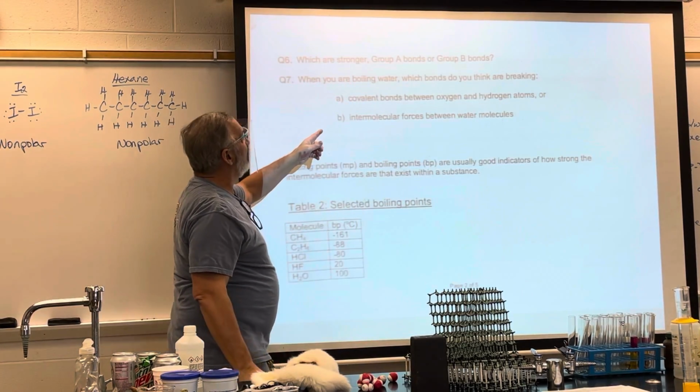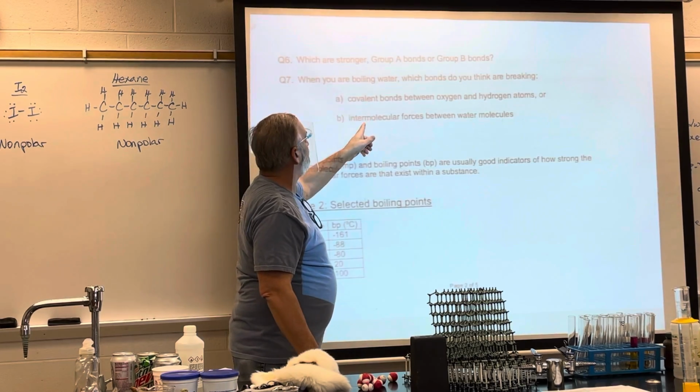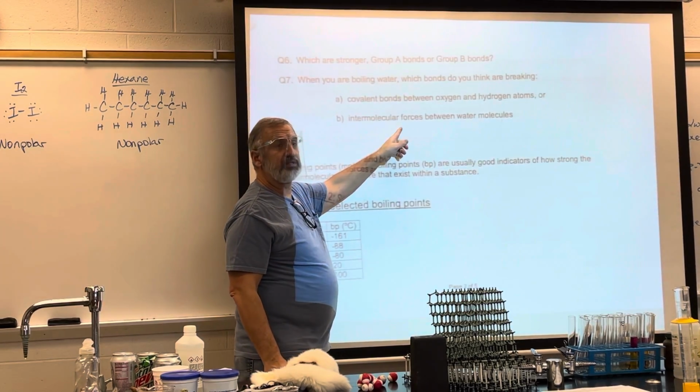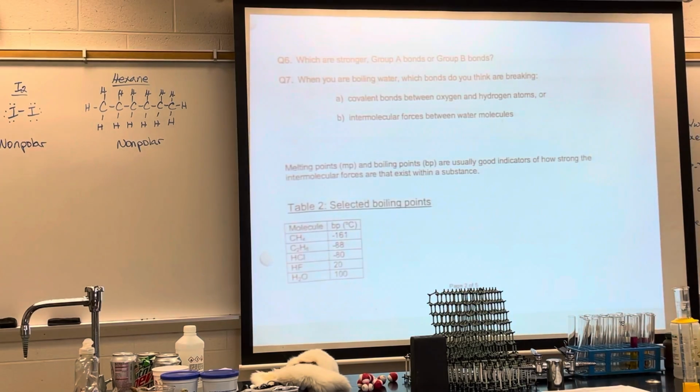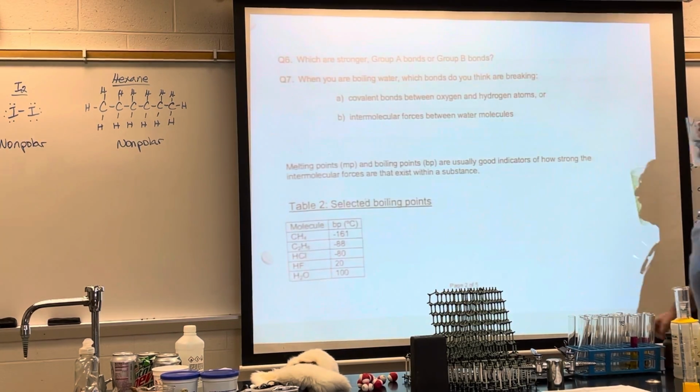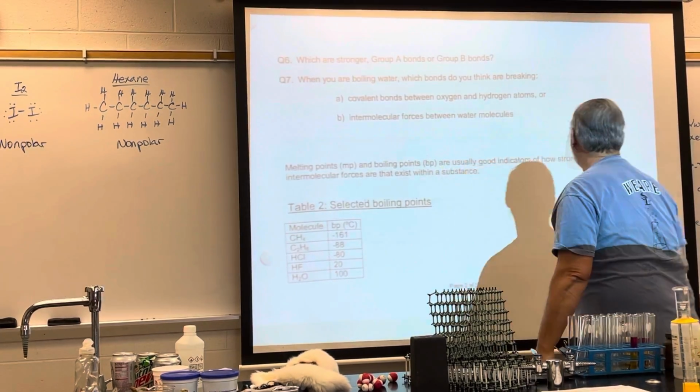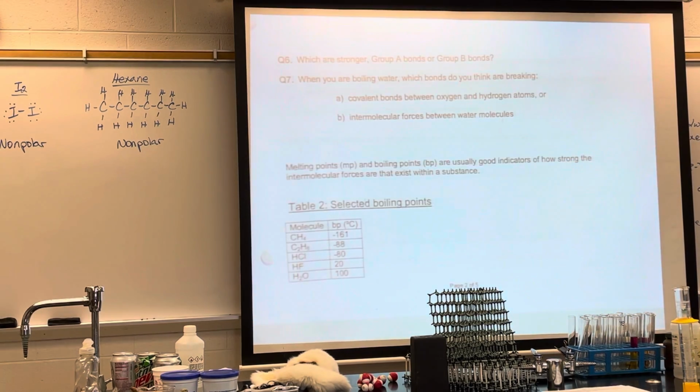So, when you're boiling water, which bonds? The covalent bonds or the intermolecular forces? Intermolecular forces. Okay. So now here's your melting points. Now you have to label these as polar or non-polar. Did we say Q6 group D? I'll make group A. Yep.